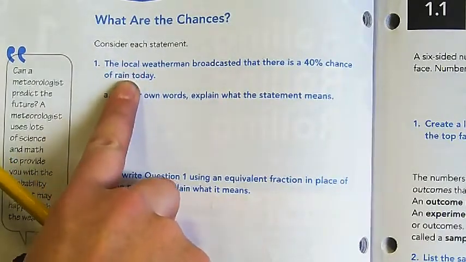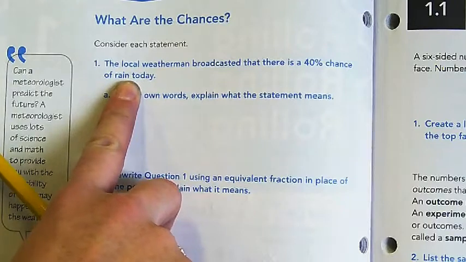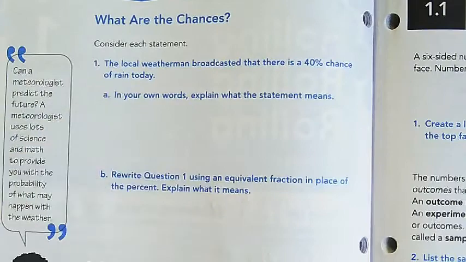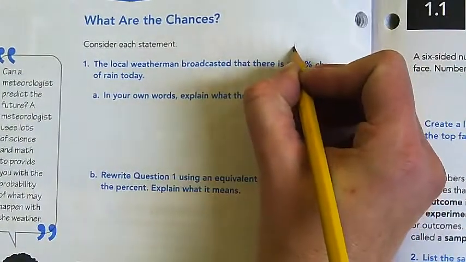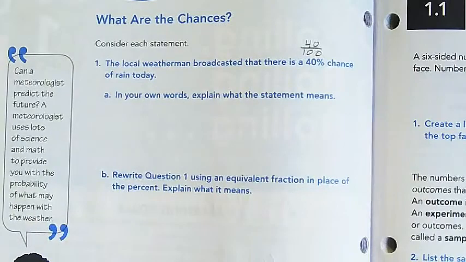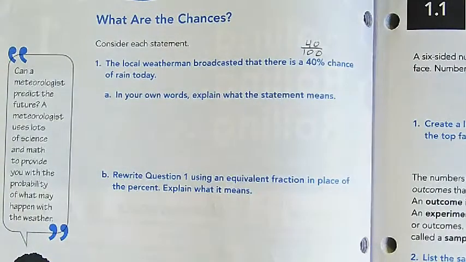Rewriting this sentence, but instead of 40%, what would that be as a fraction? And then Ariel, what did you say? 40 over 100. I'm not going to rewrite that entire sentence just to save us some time. But that's perfect.